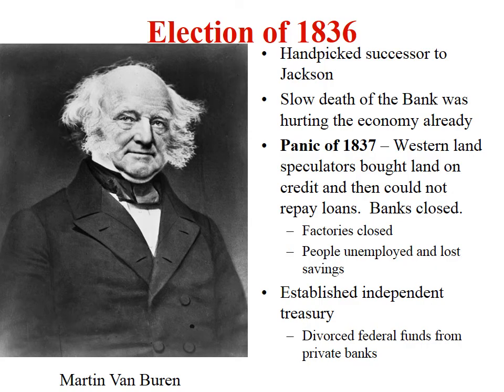So Jackson only stays in honor of George Washington at two terms. And so in 1836, Andrew Jackson pushes forth his running mate, his vice president, Martin Van Buren, king of the mutton chops over here. He's the hand-picked successor. Now, the slow death of the bank was already hurting the economy.